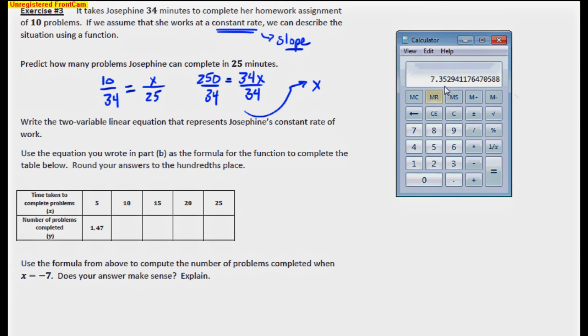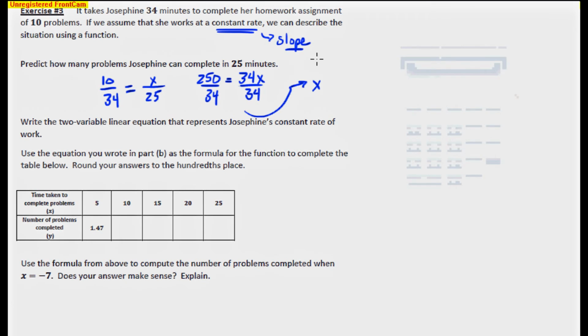Actually, it's problems. How many problems could she get done? So I'm going to go to the whole number here, and I'm going to round to 7. Actually, I'm not really rounding. I'm knocking off the decimal there because 0.4 of a problem really doesn't make sense. So she can do 7 problems there. All right, so x equals 7.